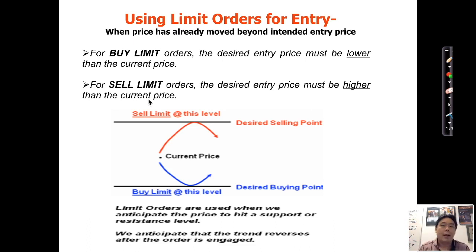It's already moved and I was a bit late. By the time I saw it, it moved away. So I'm hoping it would retrace back and fill me at my intended entry price, which is lower than the current price if I'm going long. So let me explain what I mean.